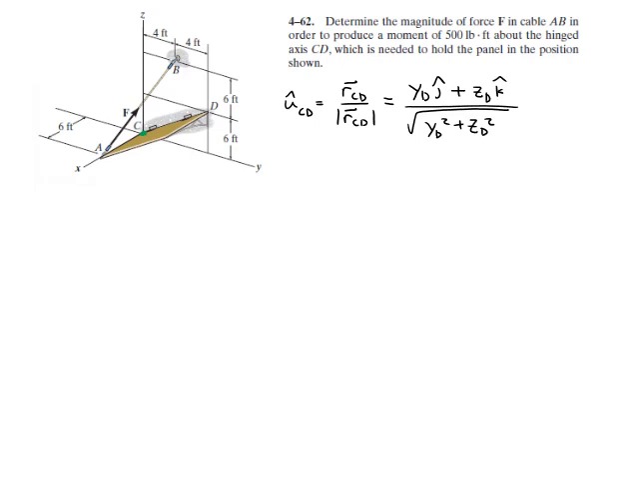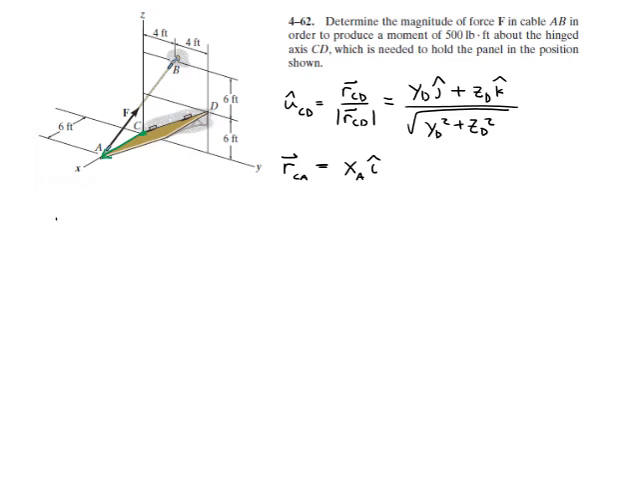Now we need r, some vector that goes from the axis to the line of action. Maybe the simplest one that I can see is one that just goes from C to A. Any of them are good, but I'm going to use this. r_CA is pretty straightforward. I just need a vector that goes from C to A, and that just has one component, x_A i hat. There are no y or z components to that.